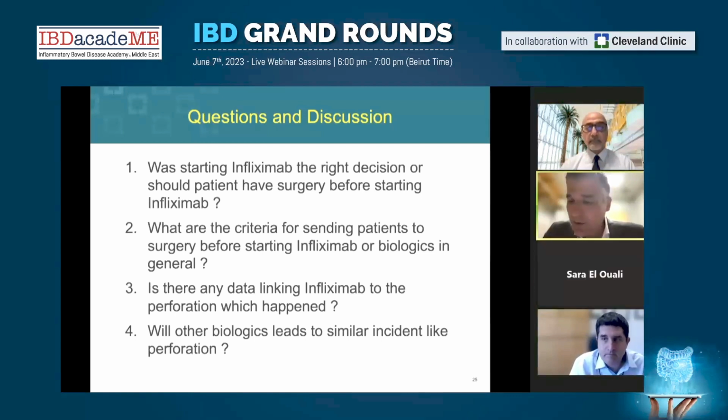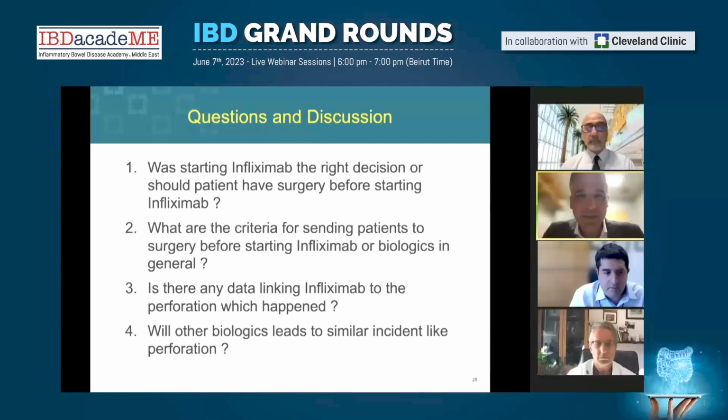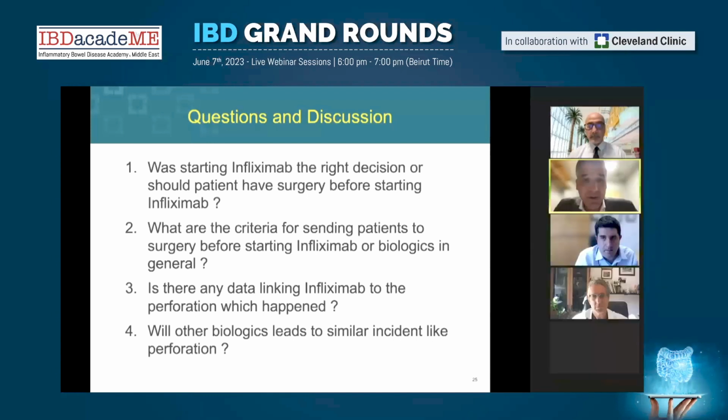Mm-hmm. So Dr. Cohen, you have published extensively in perioperative optimization and perioperative care of patients with IBD. When do you think a patient would then be ready for surgery? When you optimize, you have nutritional support, in this case TPN, and the patient is obstructed. When do you say it's okay, you give the green light from your side for surgery?